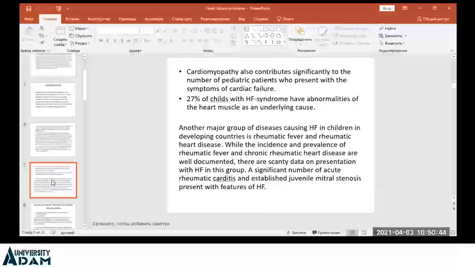Another minor group of diseases causing heart failure in children, in developing countries, is rheumatic fever and rheumatic heart disease. While the incidence and prevalence of rheumatic fever and chronic rheumatic heart disease are well documented, there are scanty data on presentation with heart failure in this group. A significant number of acute rheumatic heart disease and established juvenile mitral stenosis present with features of heart failure.